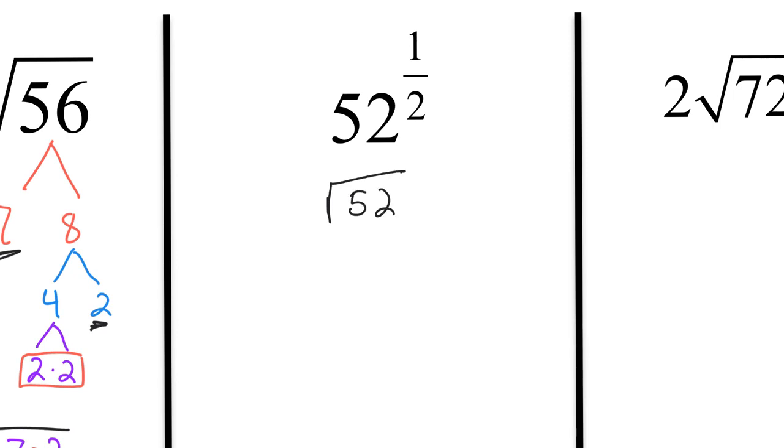And I want you guys to do that. If you see the exponent of 1/2, change it. Use the square root, the radical. So now we understand that we're looking for the square root of 52.